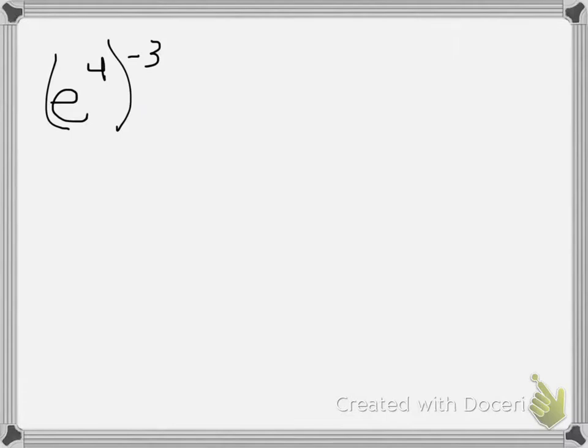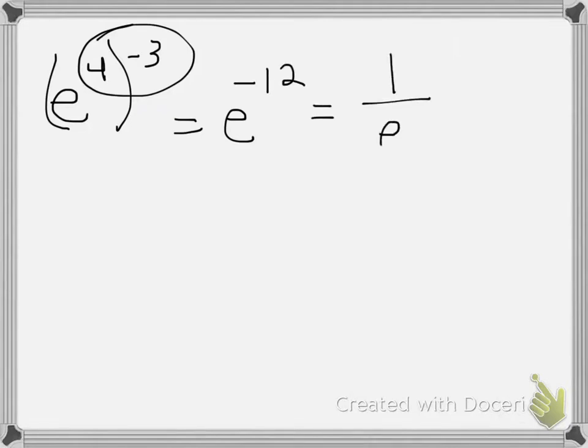For your next example, we have e to the fourth to the negative third. And anytime you have one base and 2 exponents, you multiply. So 4 times negative 3 is negative 12. Since my exponent is negative, I'm going to rewrite it as 1 over e to the positive 12 power, and that's my solution.